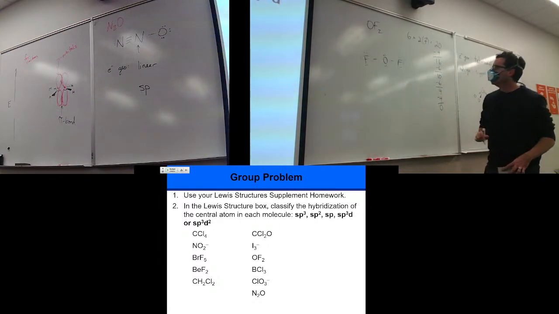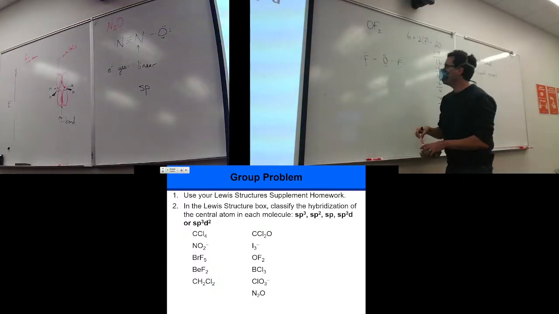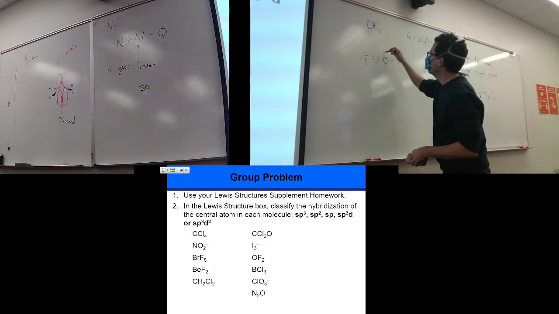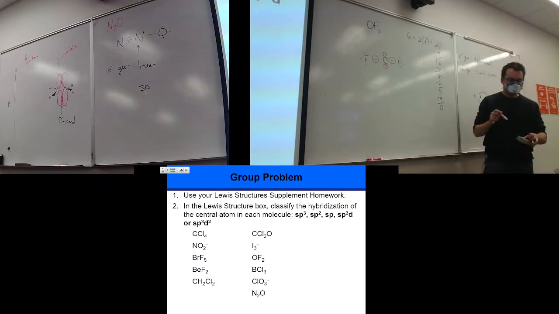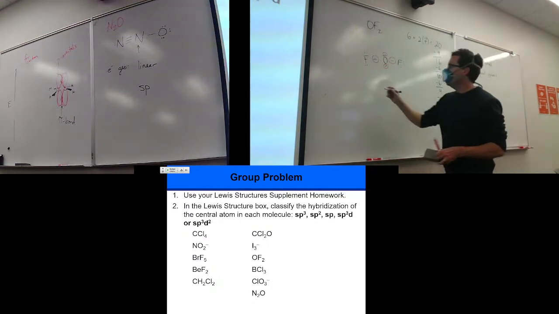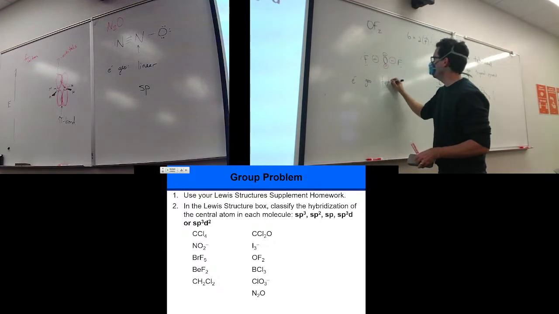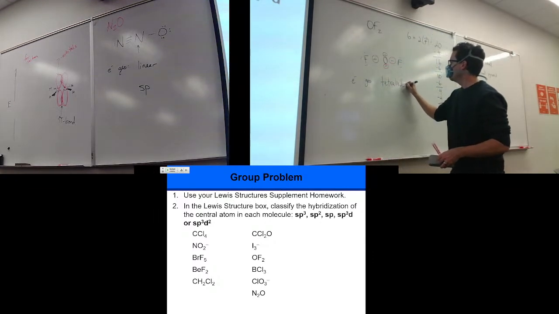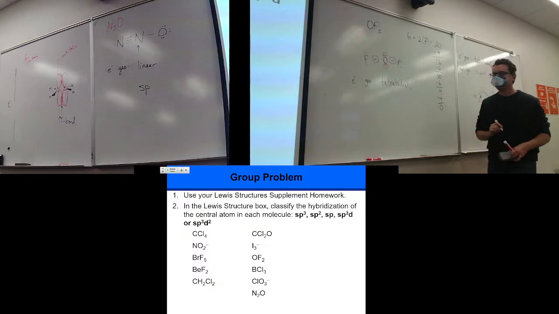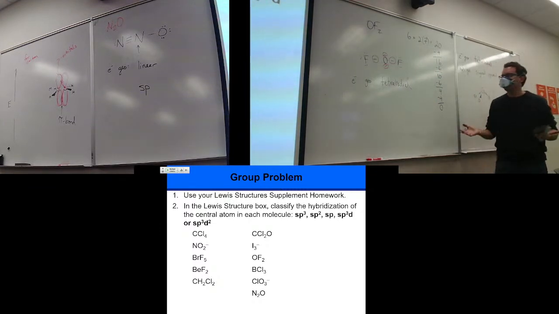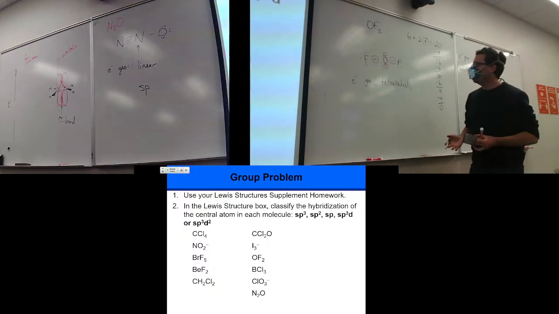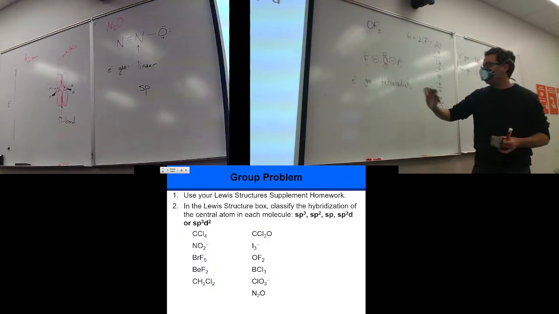Easy. So the shape of this thing, I've got 1, 2, 3, 4 groups of electrons around that central atom. So the electron geometry is tetrahedral. That's it. You have to memorize these things. Tetrahedral. If you want to do the molecular geometry, we can, but we don't need that for this.